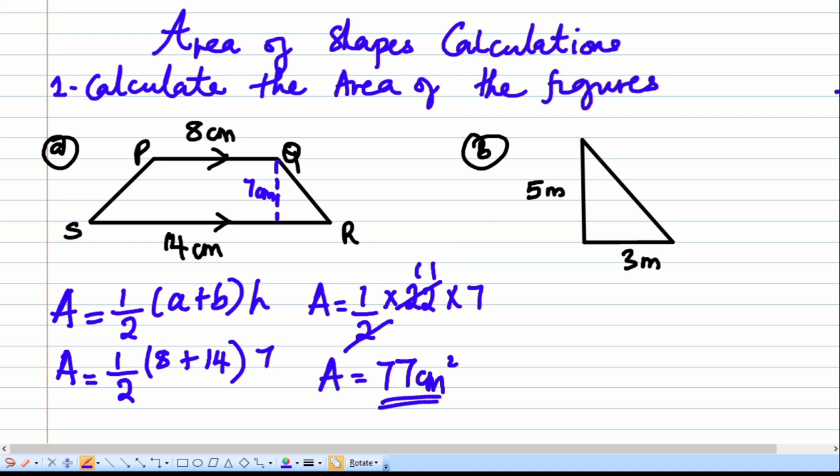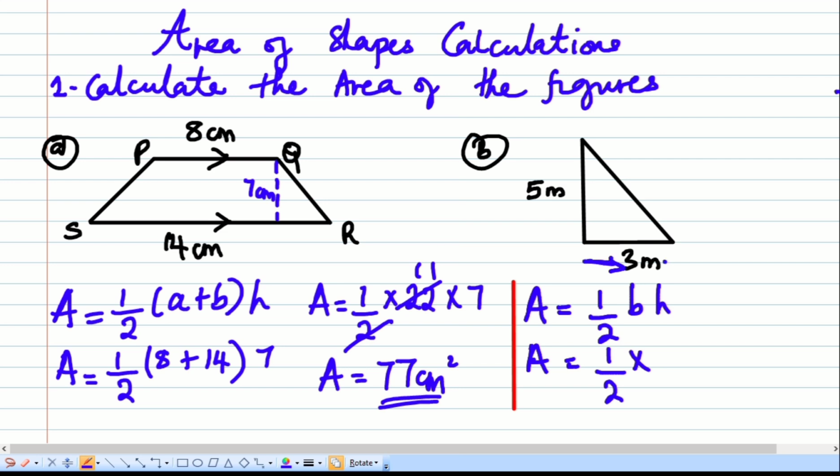Now for the next one, which is the B part. Let's just demarcate that one there. For the B part, you see that this is a triangle. If you can recall, the area of a triangle is given by half base times height. So our area would be half times the base, which is 3 meters, this is the base of the triangle, times the height, which is 5 meters, as you can see there.